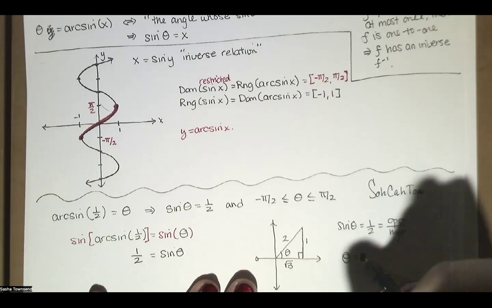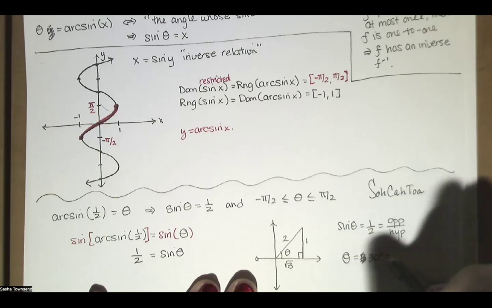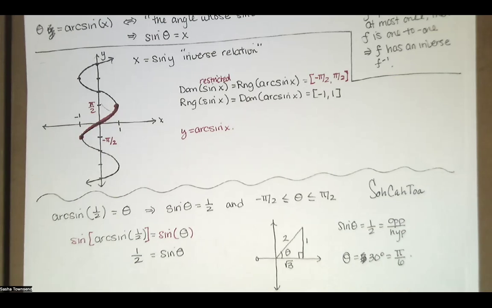Oh, sorry, 30 degrees. But we want our answer in radians. 30 is 1/6 of pi, so I'll call that pi over 6. What I'm really thinking to myself is 1/6 of 180, and then I remember that 180 is pi. So it's 1/6 of pi, which is pi over 6, or 1/6 of 180, which gives me pi over 6.